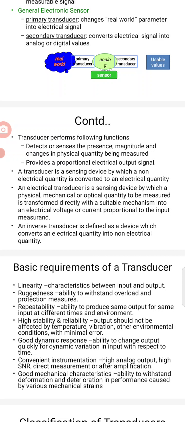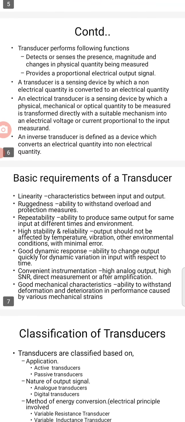Then coming to high stability and reliability. Stability is nothing but the output should be stable irrespective of changes in temperature, vibration, or the environmental conditions. Then next is the dynamic response. The response should be very fast. Then it should have convenient instrumentation for measuring, high output, high signal to noise ratio, and a measurement after the amplification. So these are some of the basic requirements of a transducer.